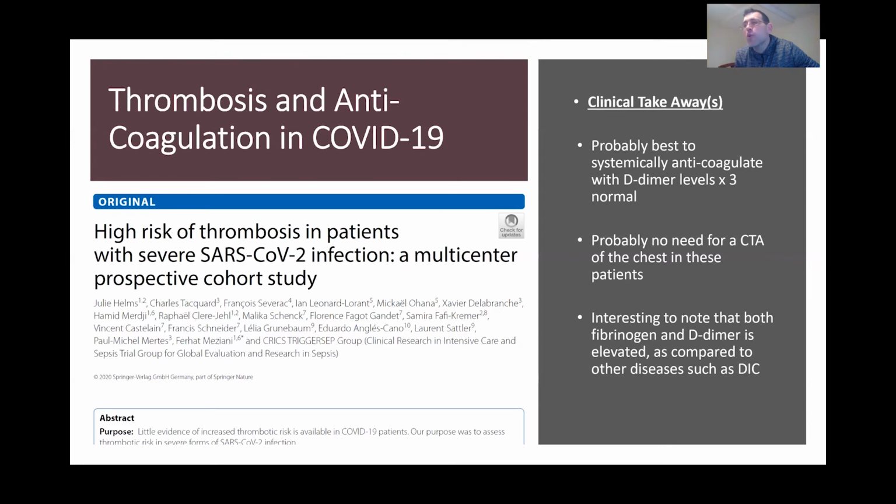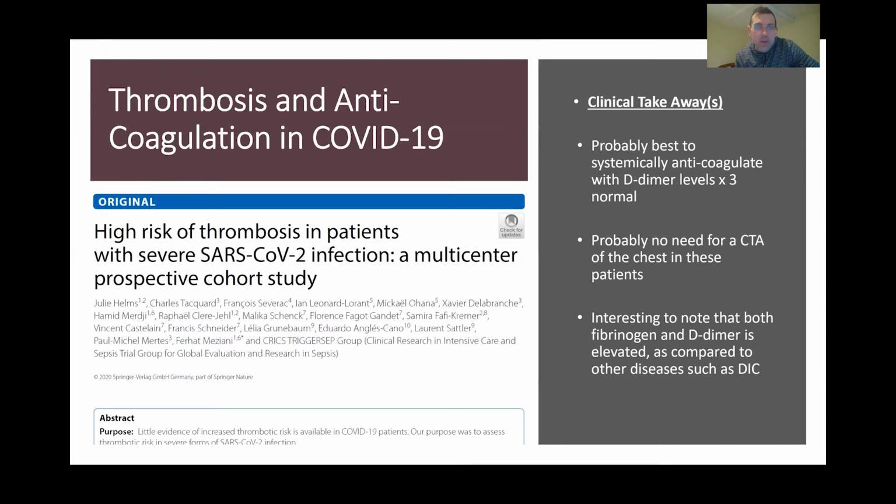And note that we're going to treat these patients with treatment dose Lovenox anyway. And since this overwhelmingly appears to be a disease in which we have microthrombi, so it's going to be peripheral vascular, we're really not going to see those large central clots that you see with the CTA. So something to keep in mind. That doesn't mean that you should never get a CTA, but it should influence your clinical judgment at least just a little bit in this direction.